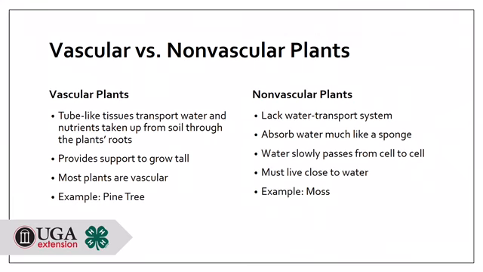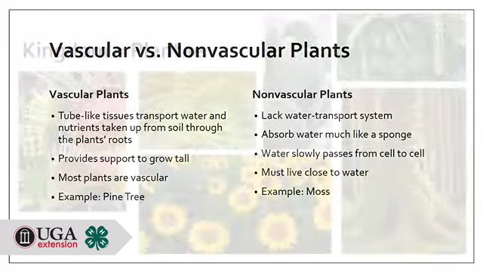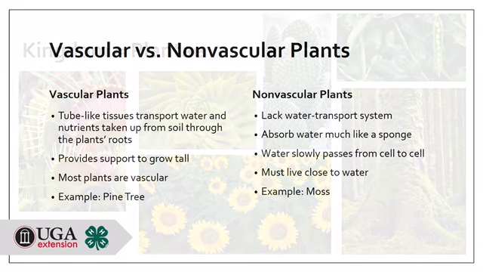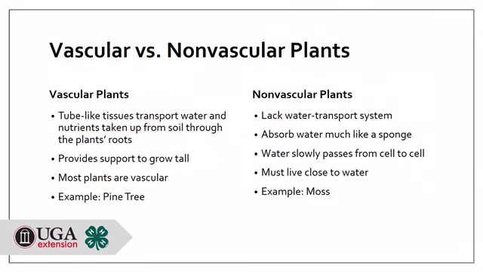Non-vascular plants lack the water system. They absorb water much like a sponge, and moss is a non-vascular plant. So your examples of non-vascular plants are liverworts, hornworts, and moss.